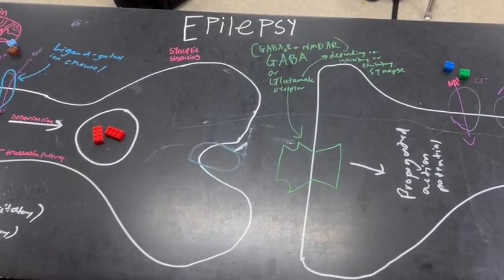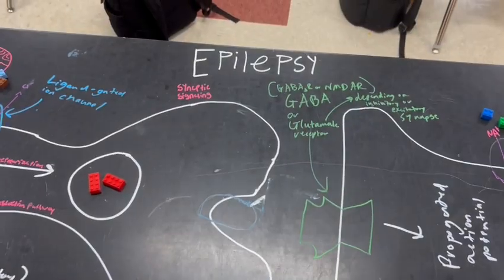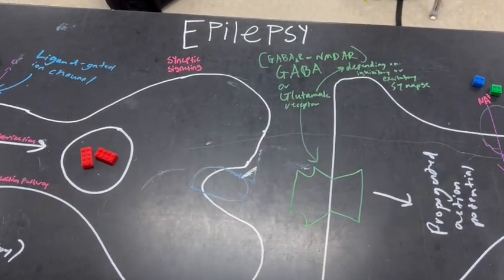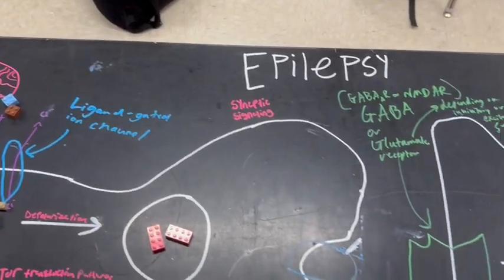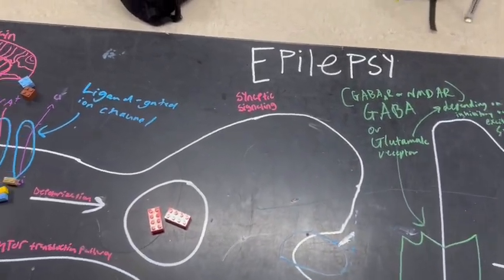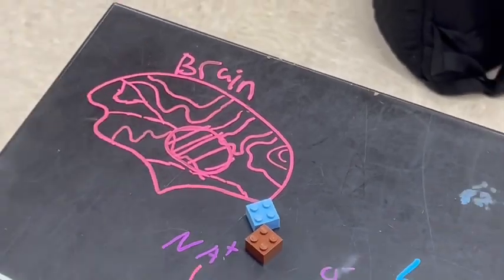Okay, this is a demonstration of the excitatory synapse. Epilepsy is a complex disease, and it is characterized by the repeated occurrence of bursts of electrical activity or seizures in specific brain areas. In our brain, it is specifically in this area.